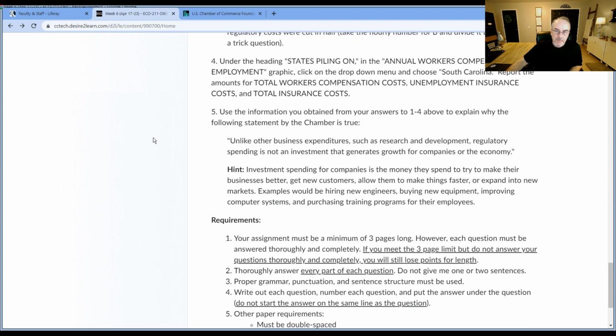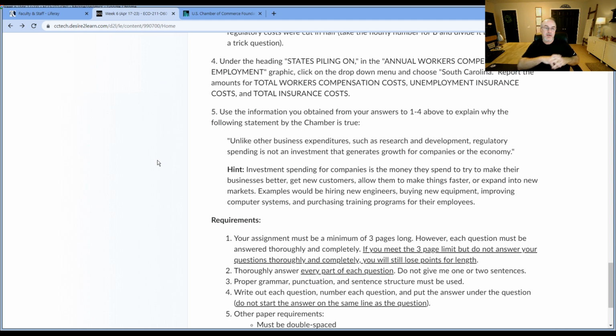Now, number 5. Use the information you obtained from your answers to 1, 4 through above to explain why the following statement by the chamber is true. Okay, so just think about what you've answered in 1 through 4, all right? And think about this question here, this statement that the chamber makes. Unlike other business expenditures, and expenditure is just an expense, what we spend money on, such as research and development, regulatory spending is not an investment that generates growth for companies or the economy.